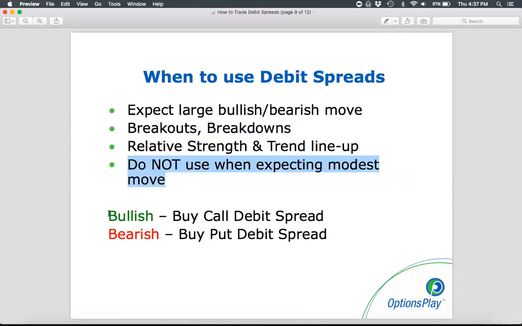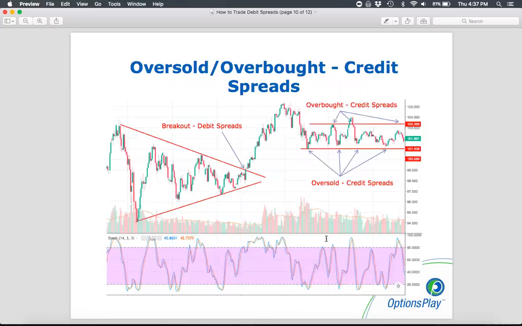So again, just to reiterate, if you're bullish on a stock, you think it's going to make a big move, buy a call debit spread. If you think the stock is bearish and you think it's going to make a big move lower, buy a put debit spread. Very simple. And we'll show you how to compare these in one second.